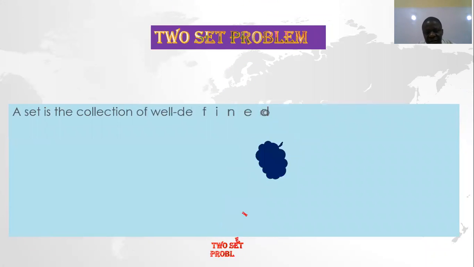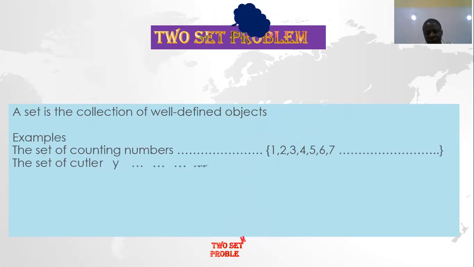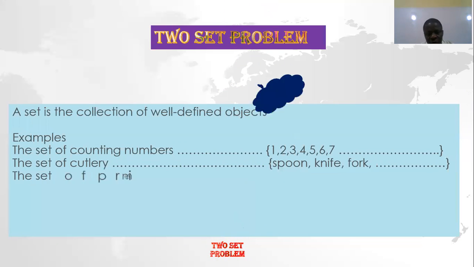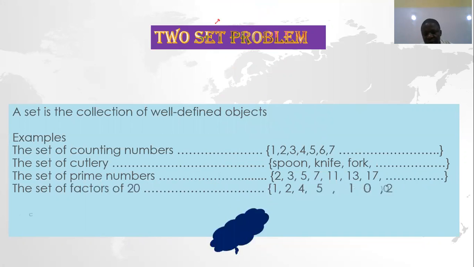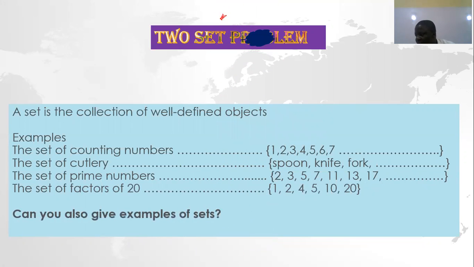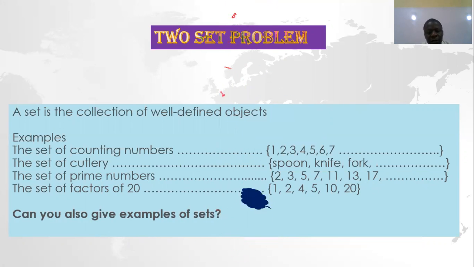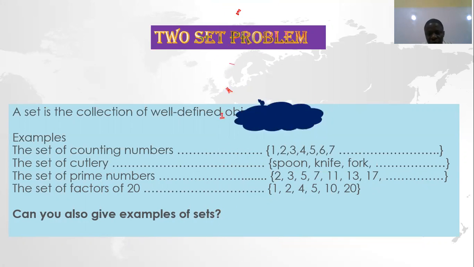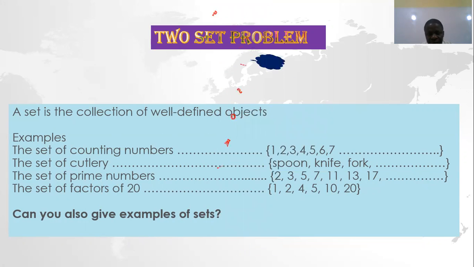What did we say a set is? We said a set is the collection of well-defined objects. Hope you got that correct. We have examples such as counting numbers. When you want to count something, you start from 1, 2, 3, 4, 5 in that order to the last item. So you see that these numbers are related. If you talk about spoon, fork, knife, we use them for specific purpose. So they are related in a way, therefore we call them cutlery.